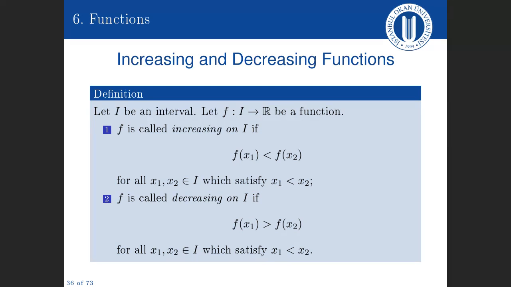Let I be an interval, and let f be a function with domain interval I. f is called increasing on this interval if we always have that f of x1 is strictly less than f of x2 for all points x1 and x2 which satisfy that x1 is strictly less than x2. And f is called decreasing. It's almost the same, but we just change one thing. We change less than to greater than.